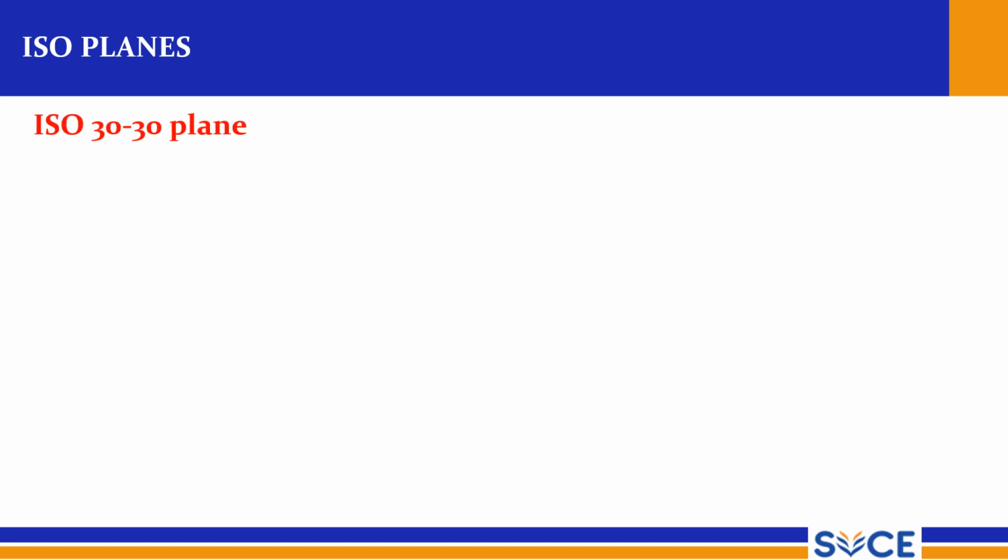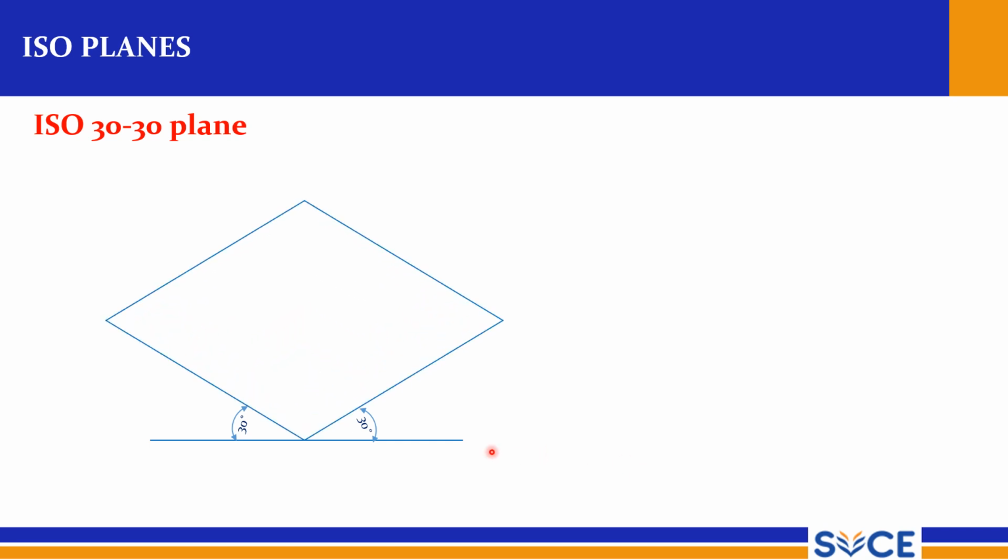Isoplanes: there are two planes. One is the iso 30-30 plane, also known as the iso horizontal plane. So at 30 degrees draw this line, and at another 30 degrees draw this line, then draw a line parallel to this line from here, and a line parallel to this line here. You will get a plane. This plane is known as the iso horizontal plane or iso 30-30 plane.